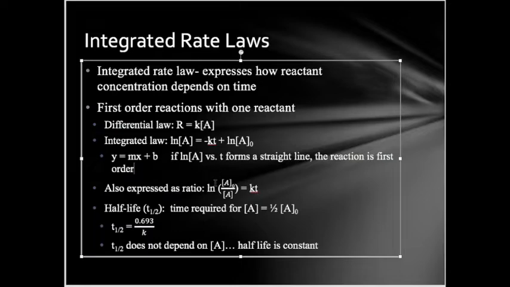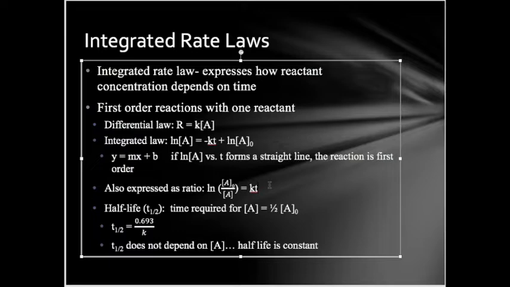We can also express this as a ratio. If you know some things about log math, what we can do is add kt to this side, subtract away natural log of A from both sides. And whenever you have a natural log minus another natural log, you can put them over each other like this. You don't really need to worry about that.